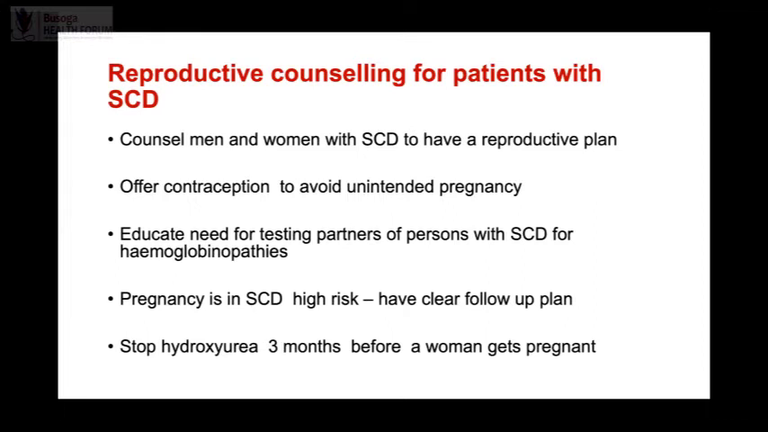Stop hydroxyurea. We shall talk about hydroxyurea in people who want to get pregnant, because we don't know the side effects of hydroxyurea on the fetus. So if someone wants to get pregnant, stop it 3 months before, such that you can have a washout from the body, so that it doesn't affect the unborn child.